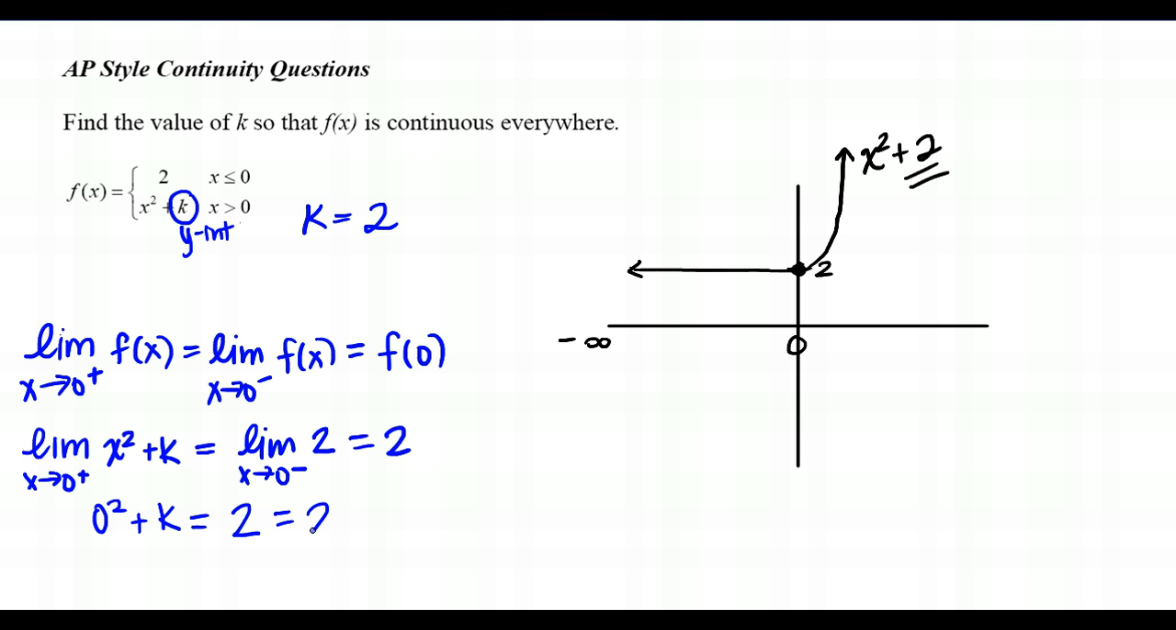And that has to equal 2. So 0 squared is 0. What I have is that k has to equal 2, which has to equal 2. So what's the value of k? The value of k must be 2. So this would be the more formal way to solve for the value of k that's missing in this piecewise function so that this original function is continuous everywhere.